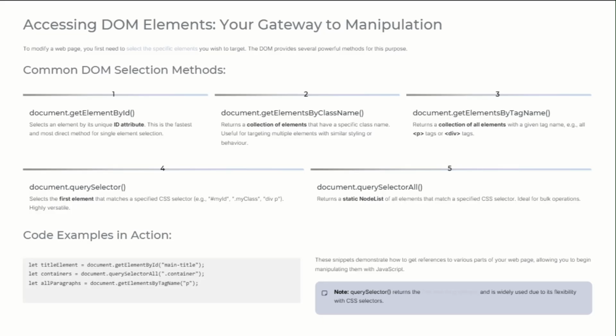Fourth, we have document.querySelector. It selects the first element that matches a specified CSS selector. For example, #myid, .myclass, and div p, and it is very versatile. Fifth, we have document.querySelectorAll, which returns a static node list of all elements that match a specified CSS selector, which is ideal for bulk operations. At the left corner, we have some code examples in action which tell us how we can access elements through DOM.